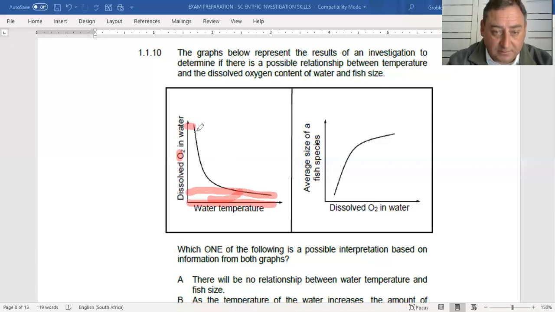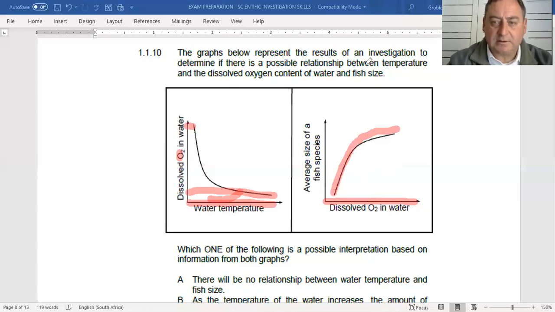This is what this graph is showing. You can see it there. What does this graph show me? If there's more oxygen in the water, as the oxygen increases in the water, the fish grow bigger. They grow bigger in size over time as there's more oxygen in the water.